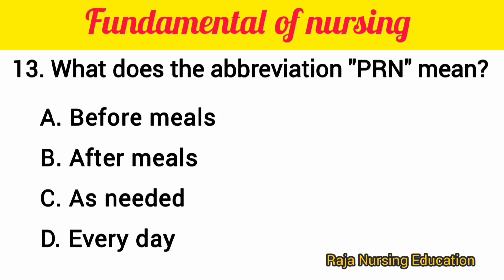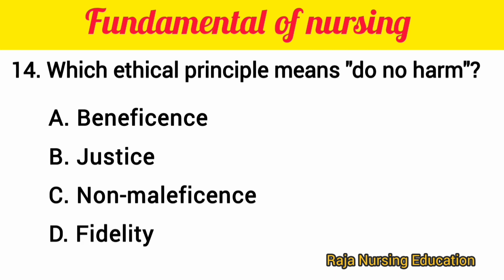What does the abbreviation PRN mean? The answer is C. As needed. PRN means as needed. Which ethical principle means do no harm? The answer is C. Non-maleficence means do no harm.